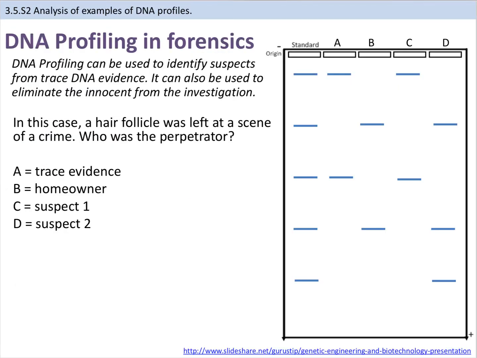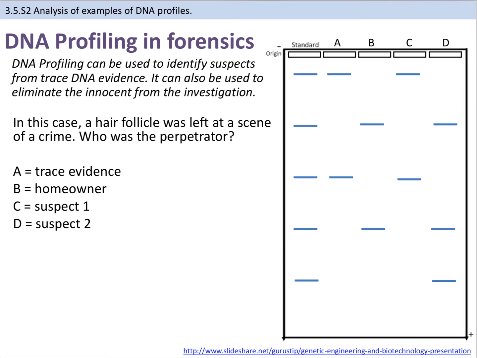Okay, so DNA profiling here, looking at this instance where we've got a case where there was a crime scene and a hair follicle was left behind at the crime scene. And so we need to determine who owns that hair cell, right? Where did that DNA come from? So in column A, we have the evidence from the crime scene. In column B, we have the homeowner's own DNA. And then C and D are the two suspects.